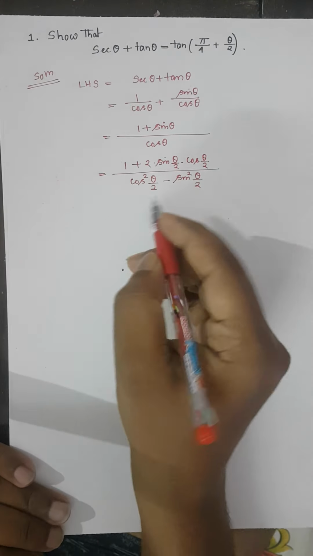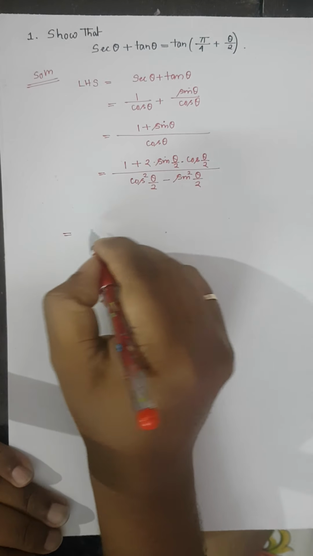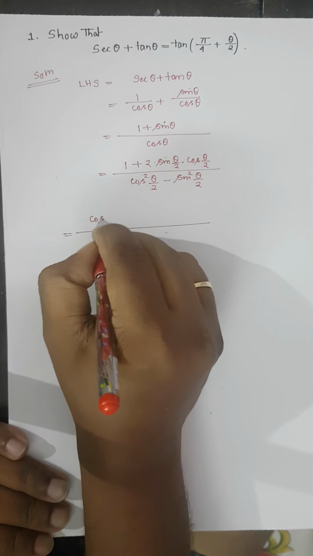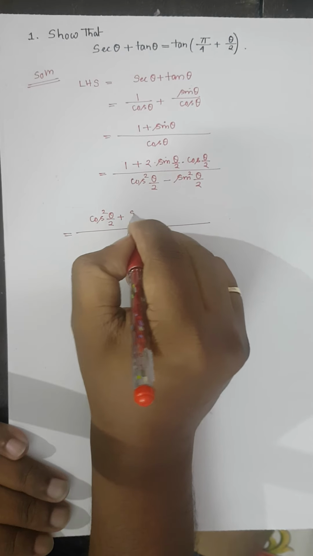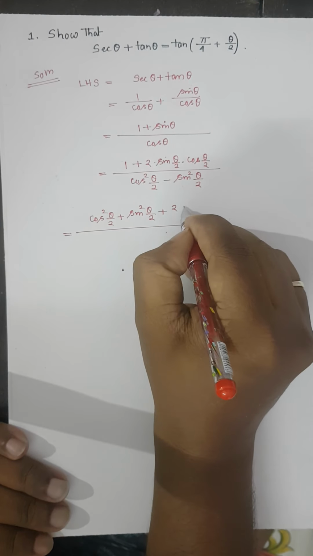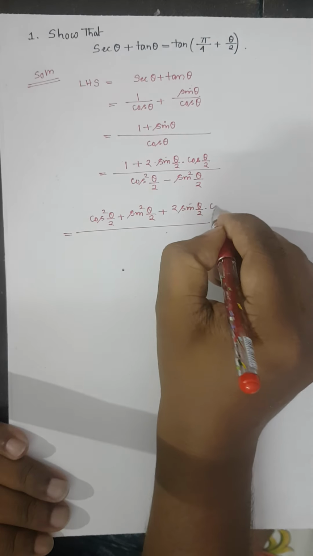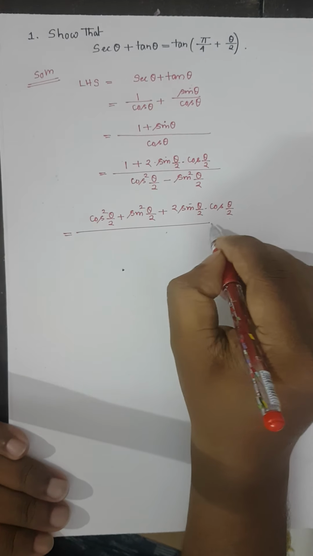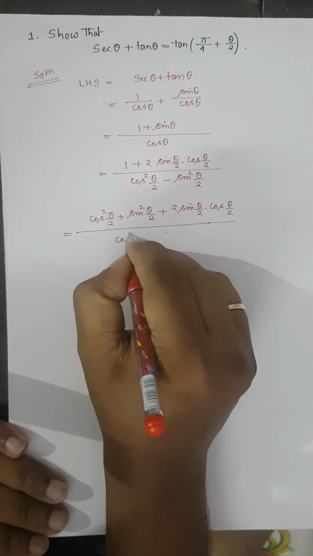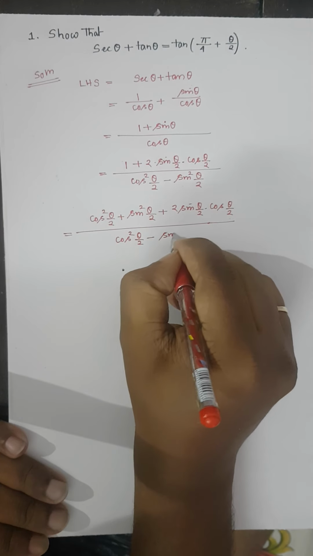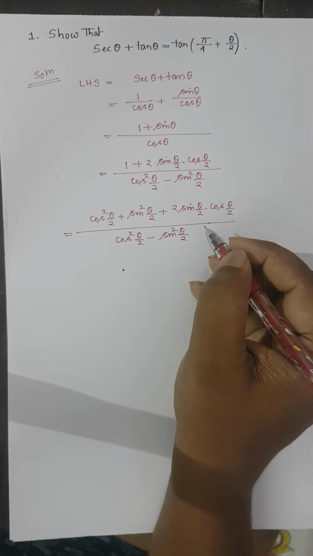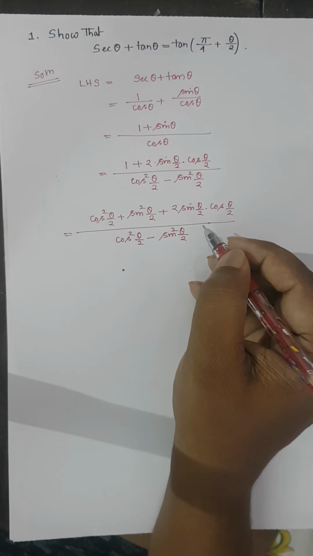Now you can see what is 1. 1 is nothing but cos square A plus sin square A. So you can write 1 is equal to cos square theta by 2 plus sin square theta by 2, and your sin theta is equal to twice sin theta by 2 into cos theta by 2, the formula of sin twice A. And this is cos square theta by 2 minus sin square theta by 2, the formula of cos twice A, cos square A minus sin square A.